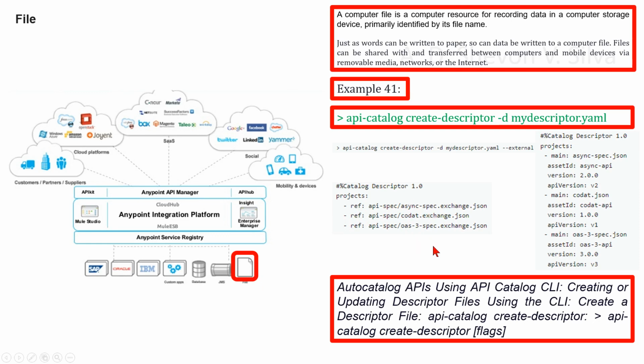The presence and contents of this designated descriptor file affect the result of the command as follows: no file or empty file, the command discovers the API and writes its result to the standard output and to the file named catalog.yml. If the file exists with content, the command fails and shows an error message that says the descriptor file already exists.